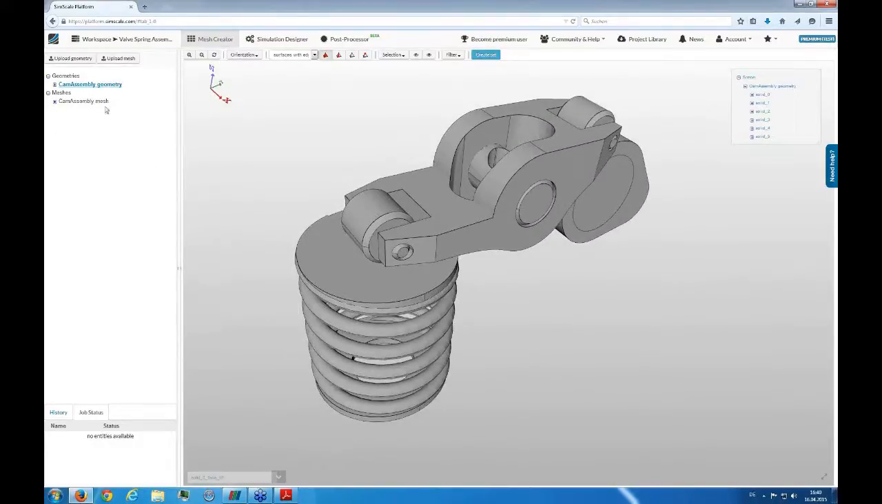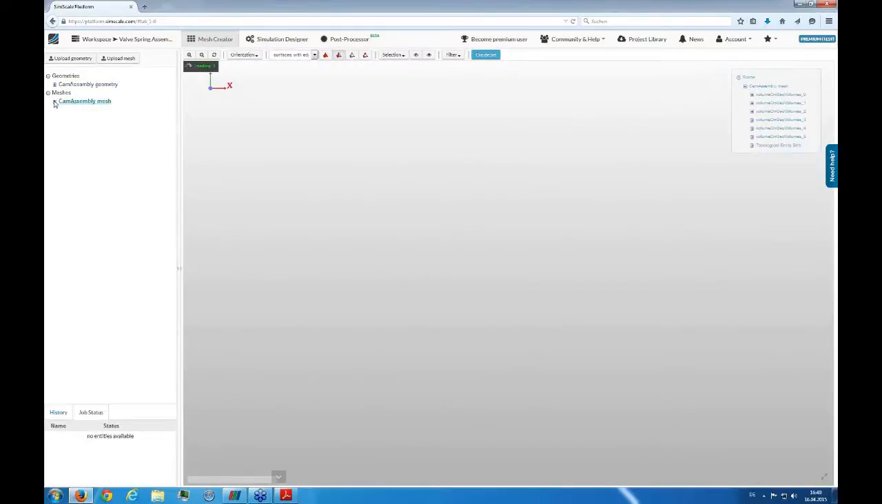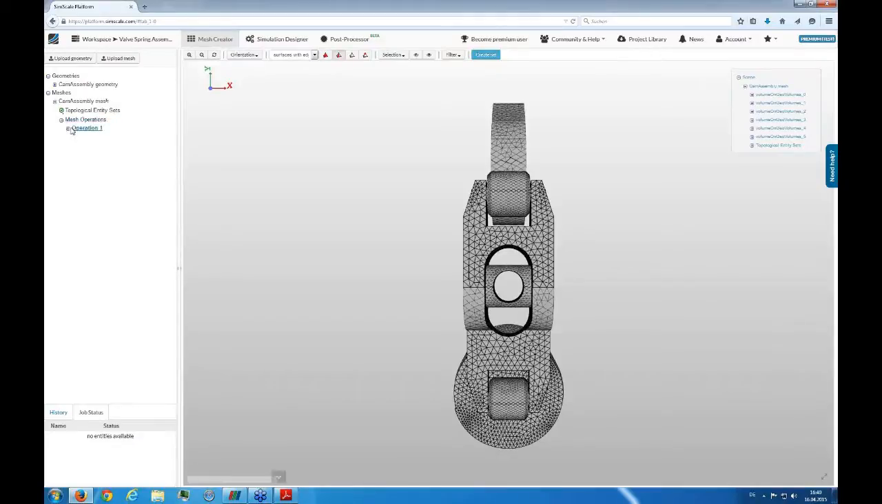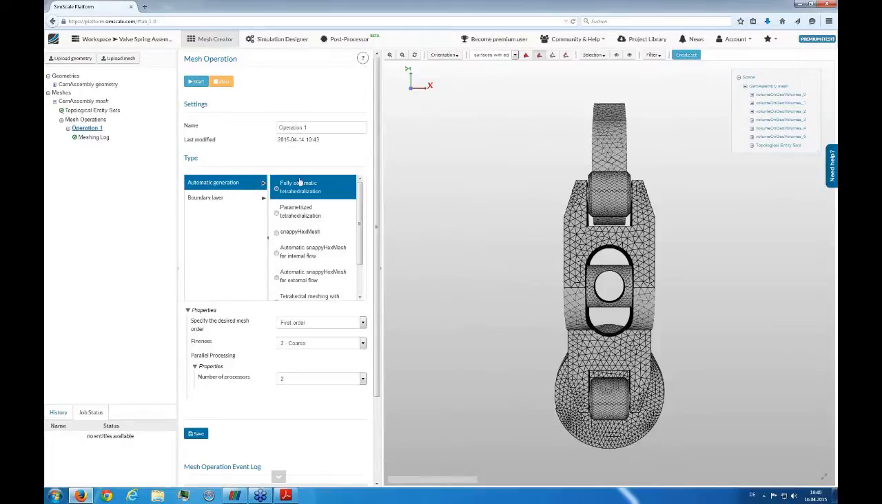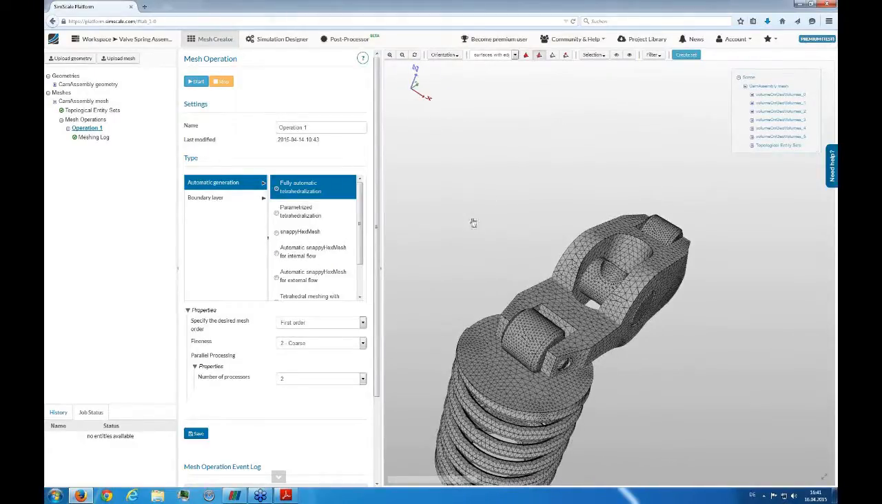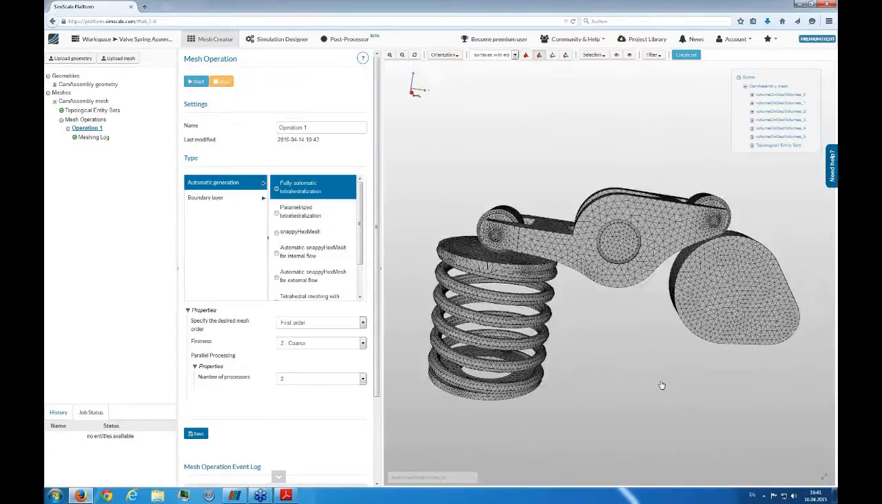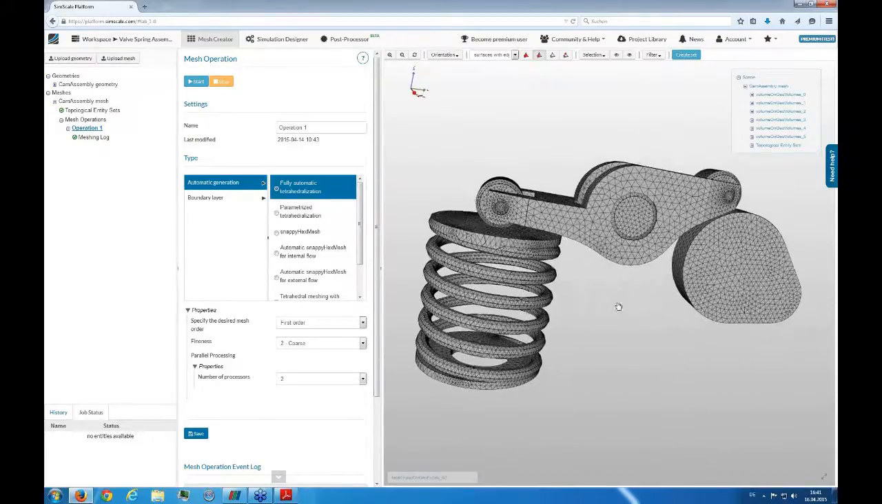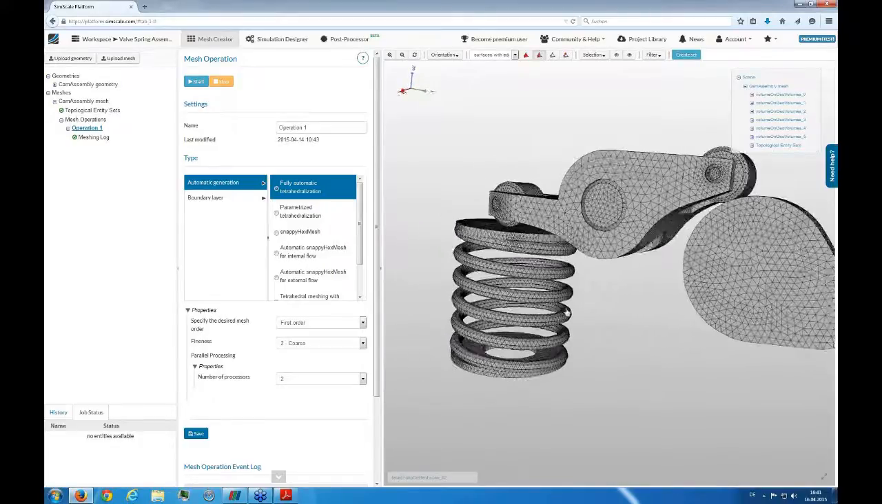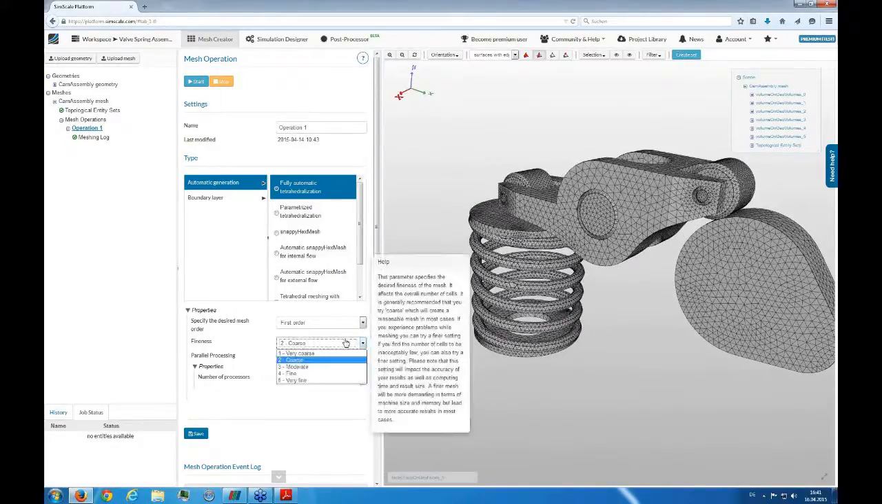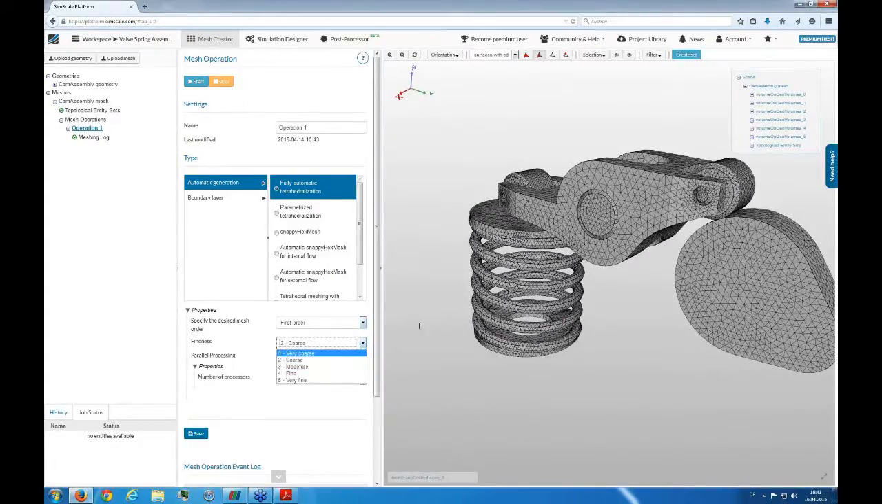And the first thing we do is to mesh it on the platform. For the meshing algorithm, we just used the simplest one we have. As you see here in operation 1, we just used a fully automatic tetrahedralization of the geometry, which is a very automatic meshing, and you don't have to do anything specific about the meshing. Just select if you want to have a fine or a coarse mesh.